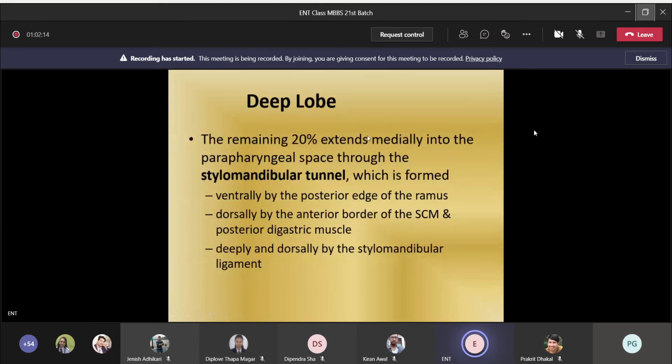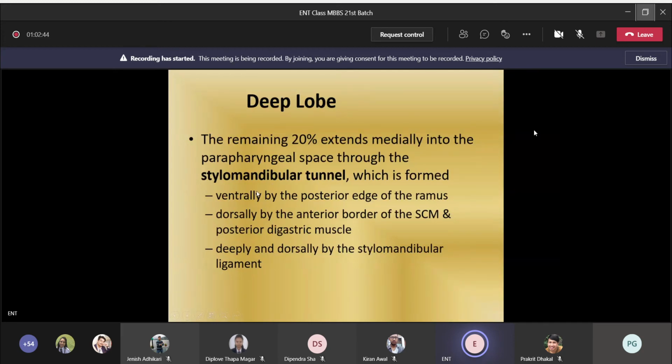The remaining 20% of the gland extends medially into the parapharyngeal space through the stylomandibular foramen. There is a fossa which divides the styloid from the mandible, known as the stylomandibular ligament, and they form the stylomandibular tunnel. This stylotunnel, the 20% deep lobe, lies in the stylomandibular tunnel.